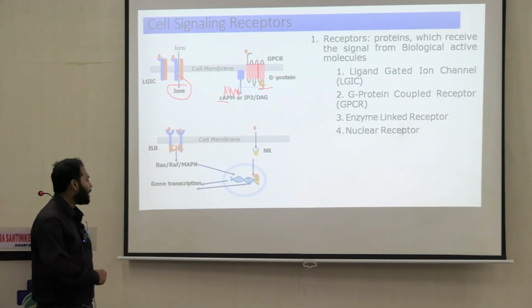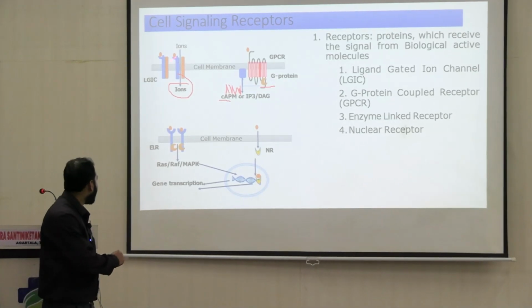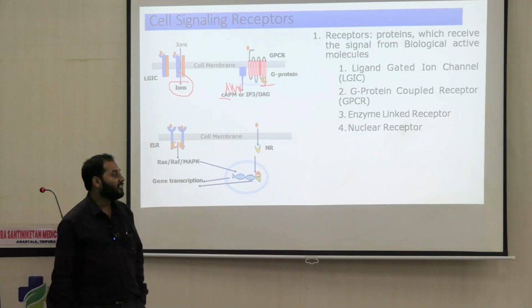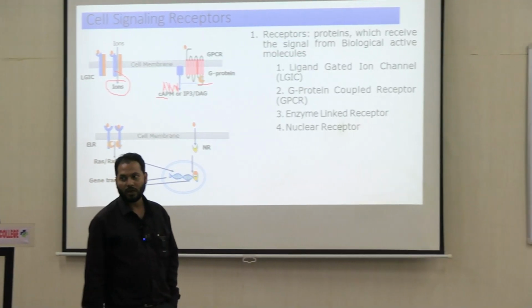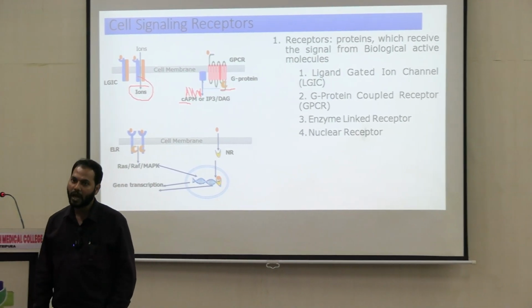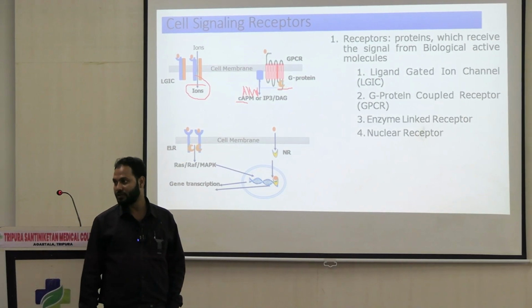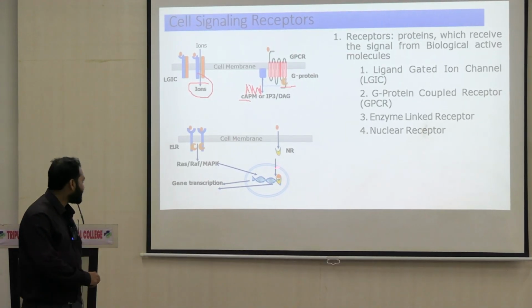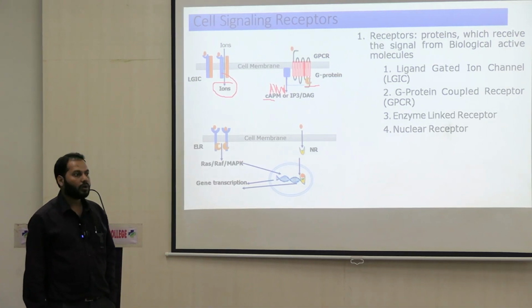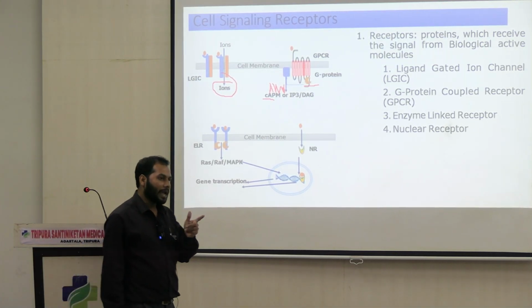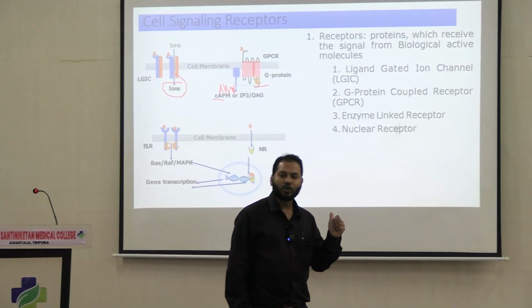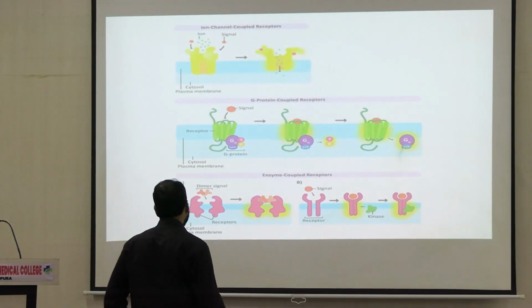Then enzyme-linked receptors. So, like the previous ones, here the binding of these signaling molecules leads to the activation of some inactive enzymes in the signaling cascade. We will see how these enzyme-linked receptors are very vital in the signal transduction pathway. And then the nuclear receptors, which are present in the nucleus, right? So, based on the type of signaling molecule involved, the receptors will act. This is the general overview.